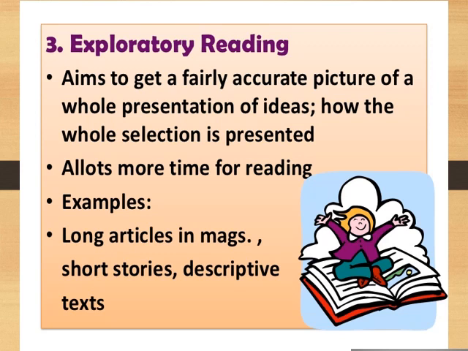Skimming is just getting the gist of the story or topic or chapter, whatever you are reading, in order to get the main idea of that particular thing. But here, focusing on each and everything. For example, long articles in magazines, short story, descriptive text. I hope these three types are clear to all of you.